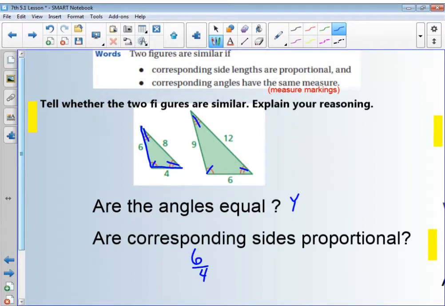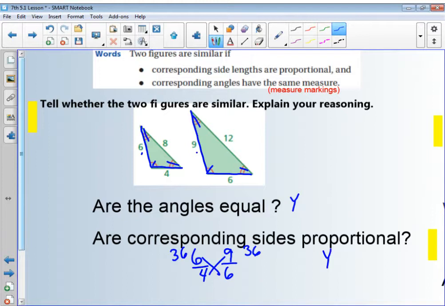Okay, so now let's go ahead and do the same concept. We have to use the same sides on the other triangle and match sides, match similar sides. So wherever I had 6, I have to put the 9. So 9/6. Now I'm going to check cross products. 6 times 6 is 36. 4 times 9 is 36. Are those equal to each other?